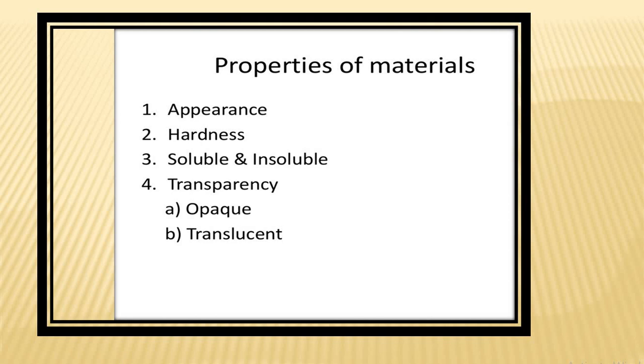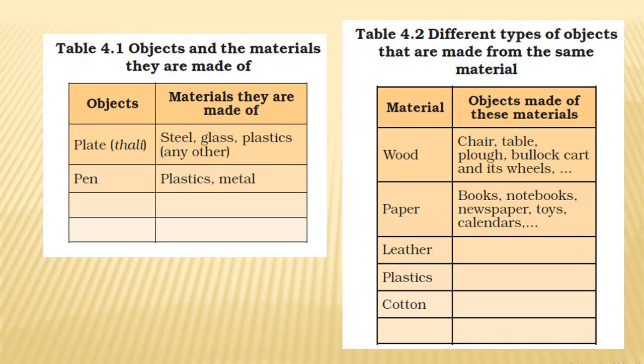There are 4 properties on the basis of which we can segregate and sort out the materials: appearance, hardness, soluble and insoluble, and transparency, in which transparent, opaque, and translucent materials can be segregated. Let us see table 4.1 and table 4.2 of NCERT.